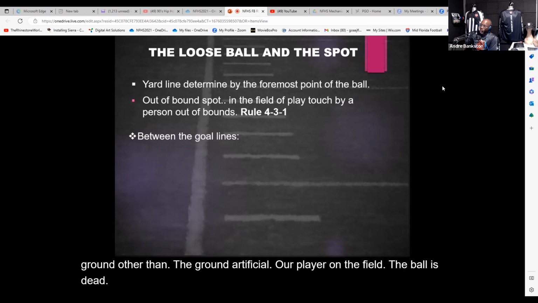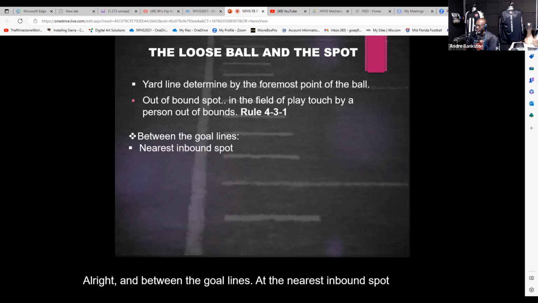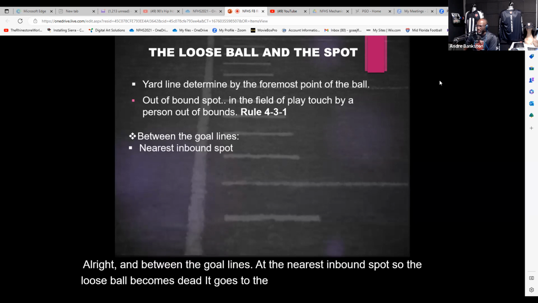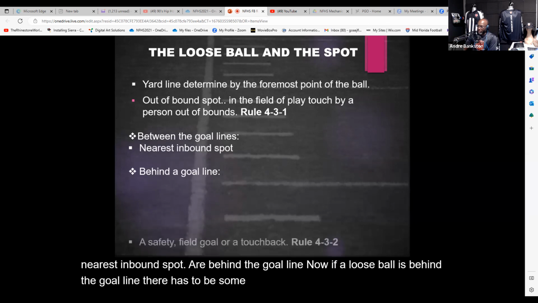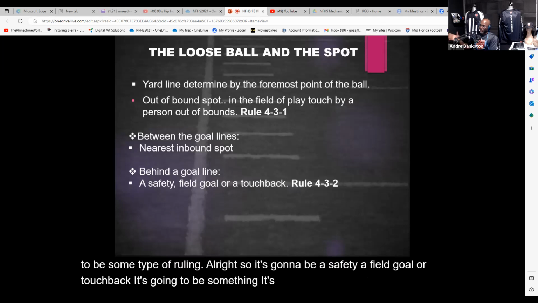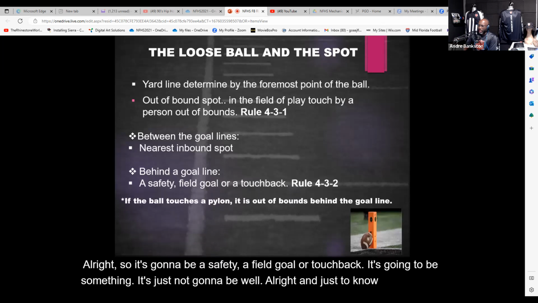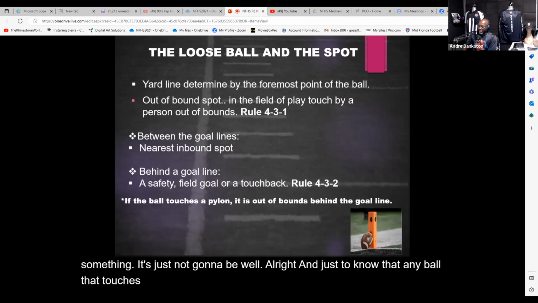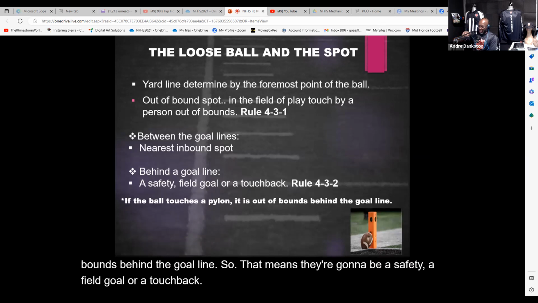All right. And between the goal lines, the loose ball becomes dead at the nearest inbound spot. Behind the goal line, now, if a loose ball is behind the goal line, there has to be some type of ruling. It's going to be a safety, a field goal, or a touchback. It's going to be something. And just to know, any ball that touches the pylon is out of bounds behind the goal line. So that means it's going to be a safety, a field goal, or a touchback, if it touches the pylon.